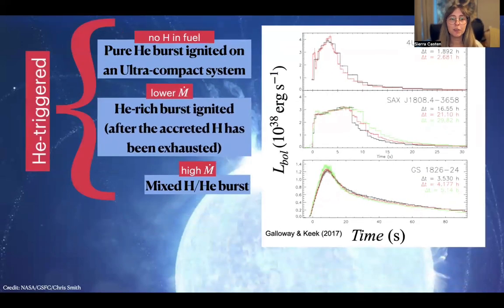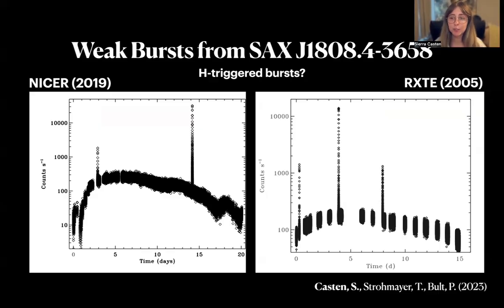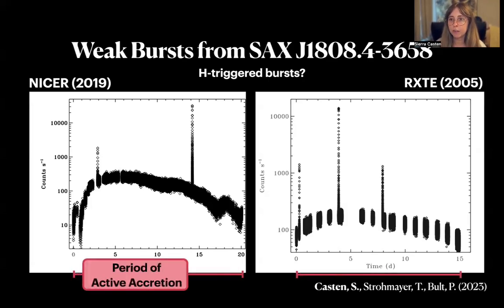However, these are all helium-triggered bursts, and if you remember from the title of my talk, we're missing a whole regime here, the hydrogen-triggered bursts. Here we see two light curves, which were the subject of my first paper. On the left, we have NICER from 2019, and on the right, we have one from RXTE in 2005. Now, on the x-axis, we have time in days, which really shows the period of active accretion when the material is falling on the surface of the neutron star. And on the y-axis, we have the count rate.